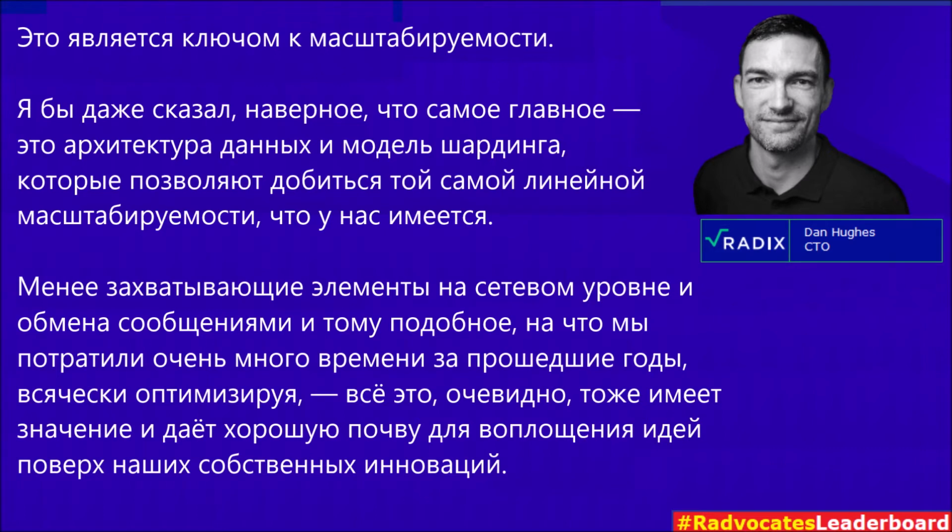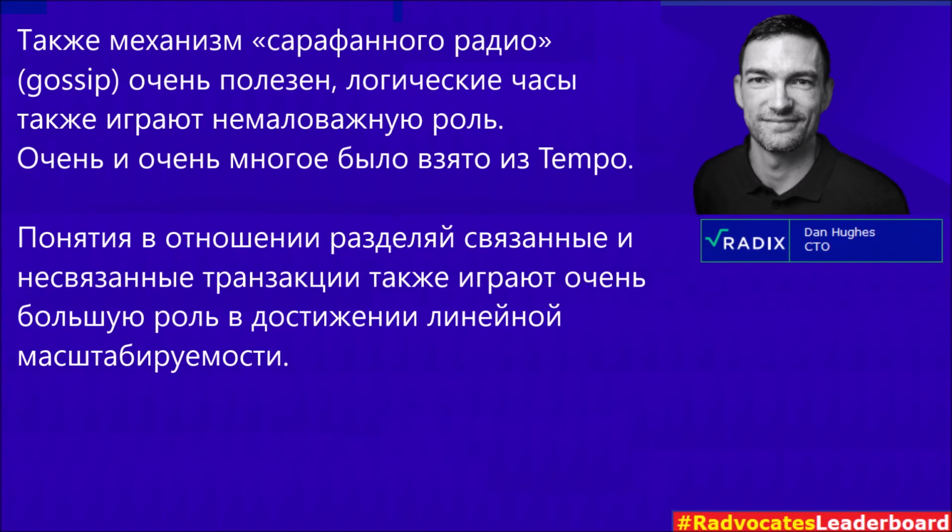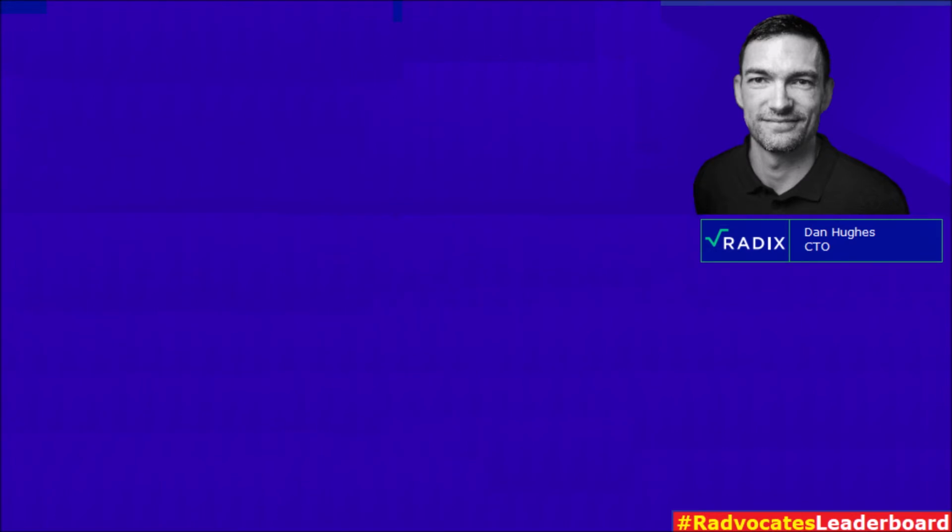Less exciting stuff around the networking layer and messaging and all that stuff that we spent a lot of time optimizing over the years. All that's obviously come over as well and gives a nice solid foundation for us to build on top of. Innovations that we did in the gossip mechanism are very useful. Logical clocks also play a role. Like just tons and tons of the Tempo stuff comes over. Those concepts around separating related and unrelated transactions also play a very big part in being able to achieve this linear scale. How does Cerberus reduce risk and improve implementation timeline?